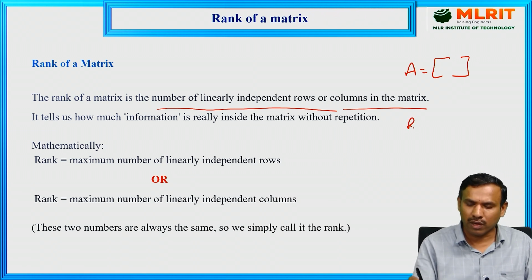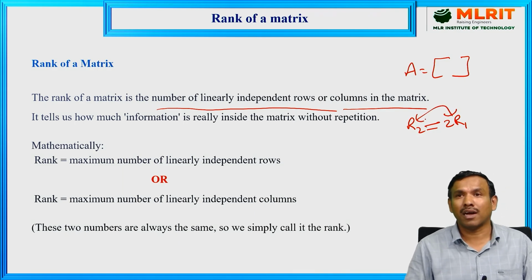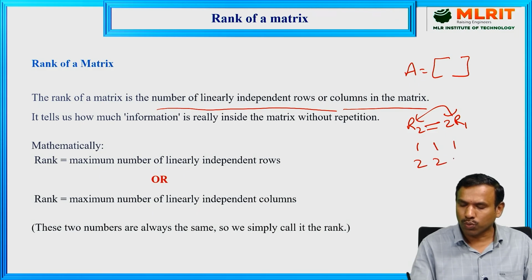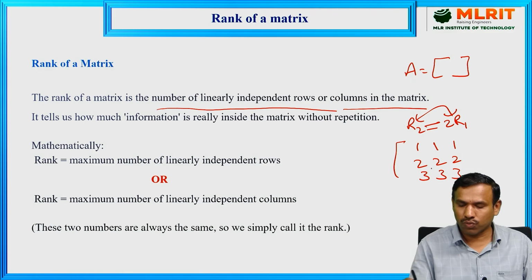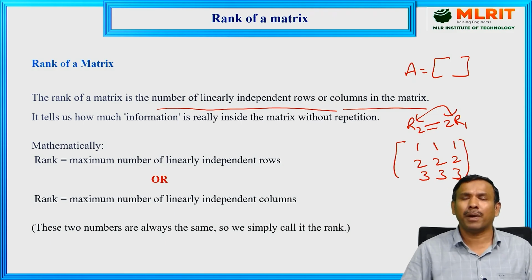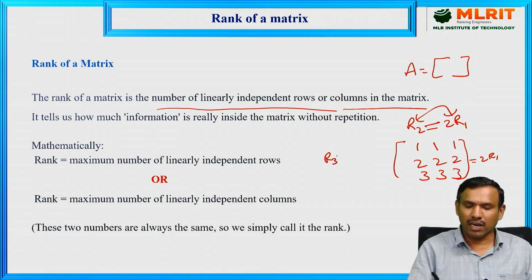Suppose R2 is equal to 2 into R1. Then R2 and R1 are both dependent, not linearly independent. Suppose, let us say, 1, 1, 1, 2, 2, 2, 3, 3, 3. Look at these 3 rows. These three rows are linearly dependent, not independent. See, using the first row R1, I can find R2 and R3. So R2 is equal to 2 into R1, R3 is equal to 3 into R1.